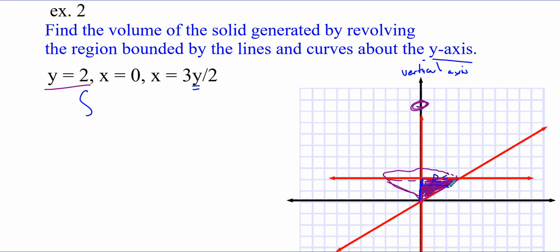So we start here, and you're going to go right to left. And so what is this value? Well, it's going to be 3y over 2 minus this right here, which is 0. And so right there, we can go from 0 to, it appears, 2.